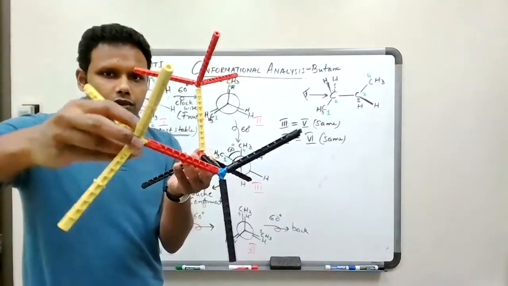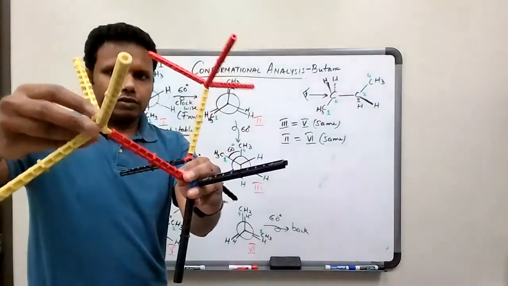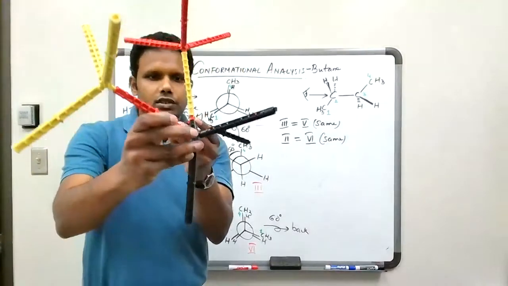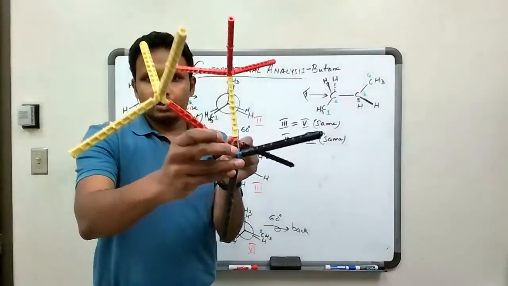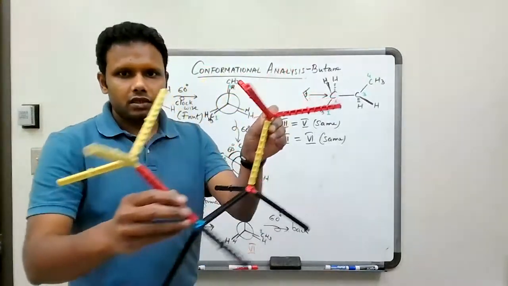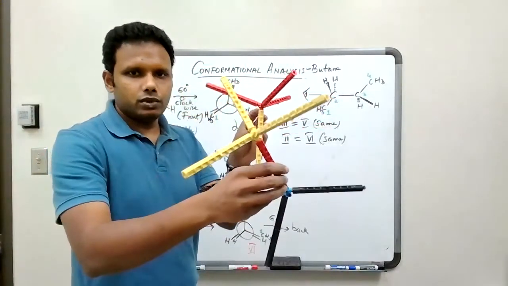Then we went to the next conformation, which is a Gauche conformation now. Okay, this is a Gauche. So you notice how the two methyl groups in space, they're really close to each other.